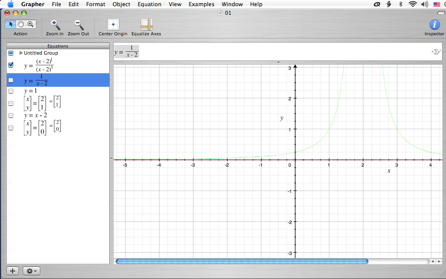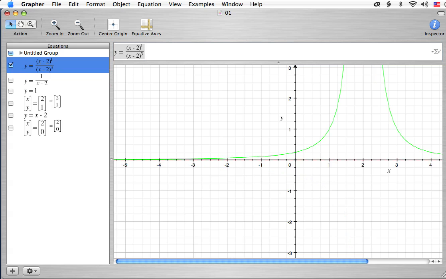Let me turn this other one off now. Okay, so that's what's going on there. Now I'm going to turn this back to 2. So that's our general rule, one lesson for today's video: if the exponent in the bottom is bigger than the exponent in the top for a particular factor, you're going to get a vertical asymptote.